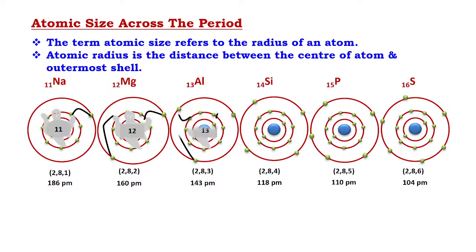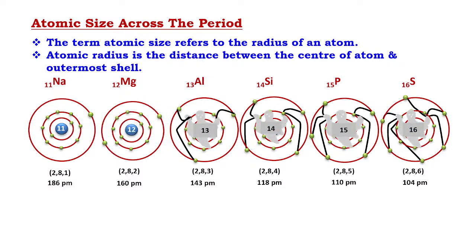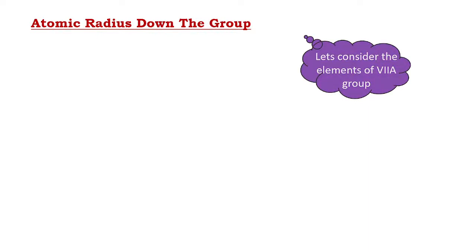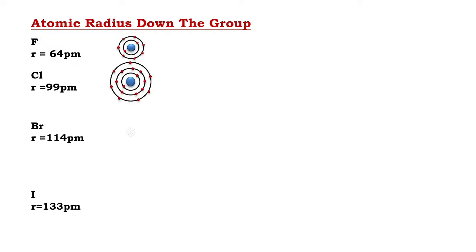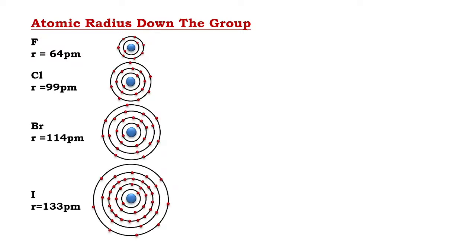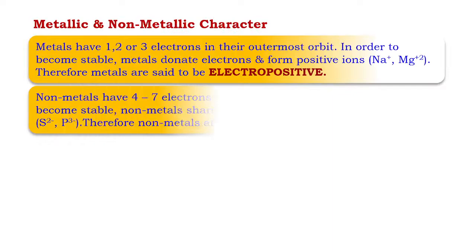Next, suppose you go down the group. Now you are going down: fluorine, chlorine, bromine, iodine. This is fluorine, this is chlorine, this is bromine, and this is iodine. What is happening to the atomic size? When you go down the halogens, the size increases. That's what they have mentioned here.